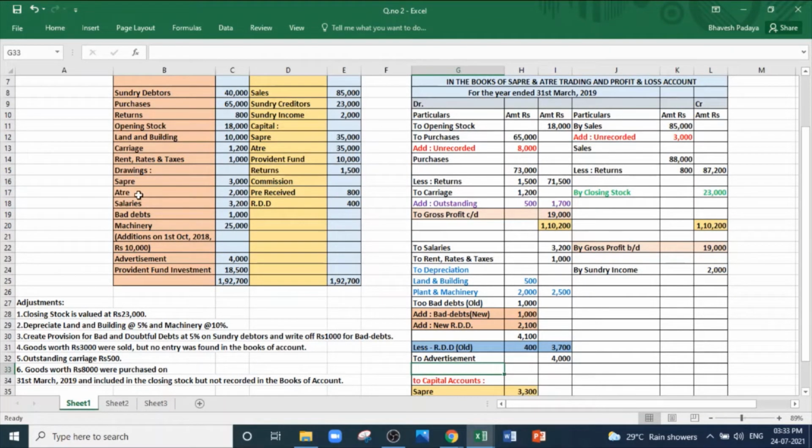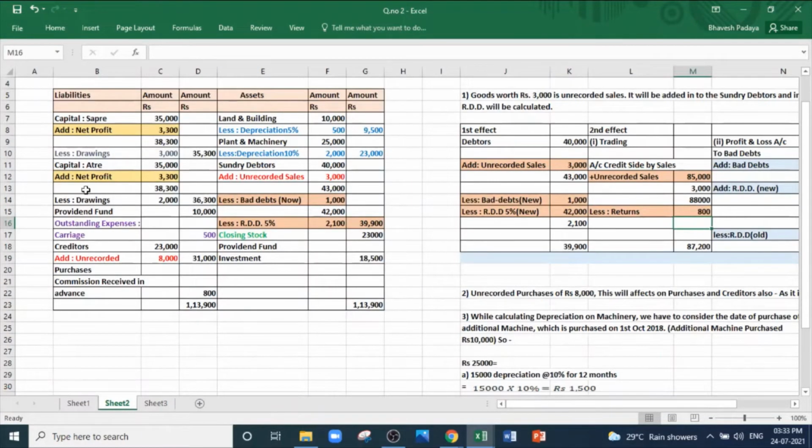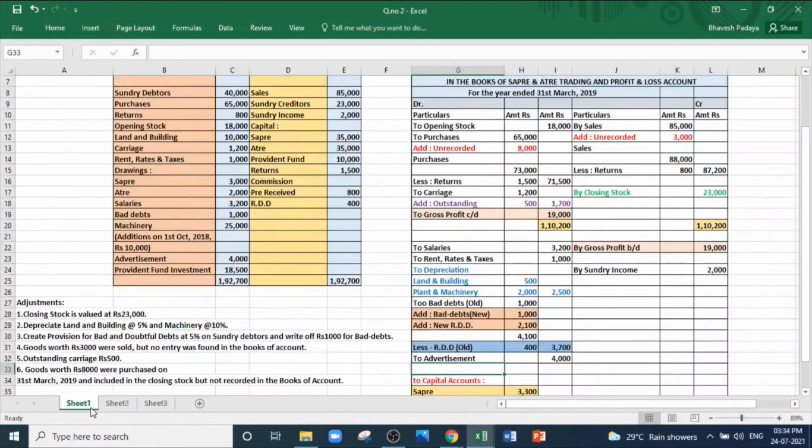Drawings, since we are not making any separate account, it will go to the liability sides. Less drawings. Okay, first you have to write the capital, leave a line for net profit or net loss, and then less drawings. Salaries, profit and loss account.